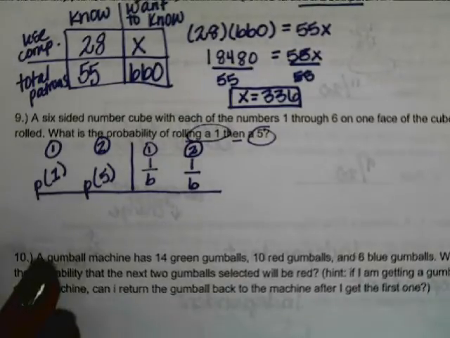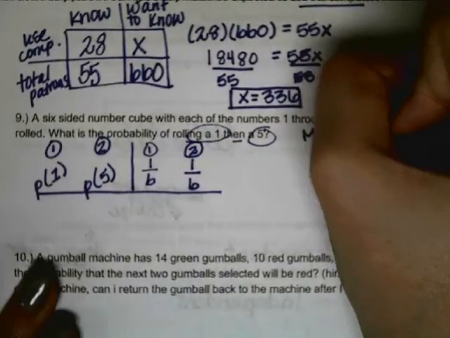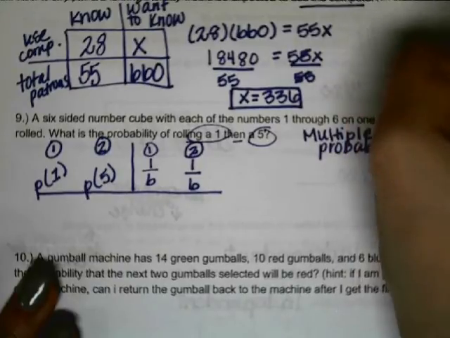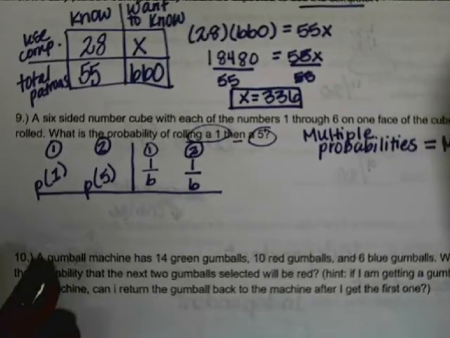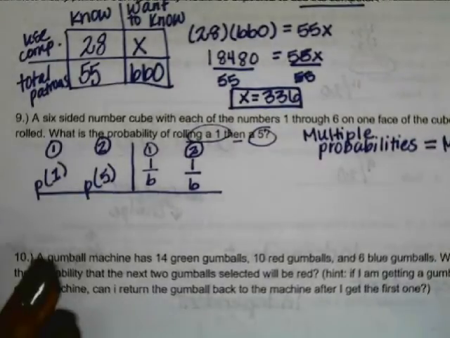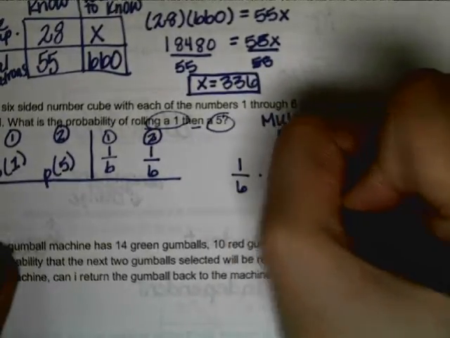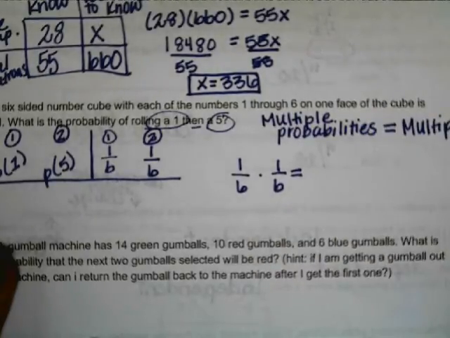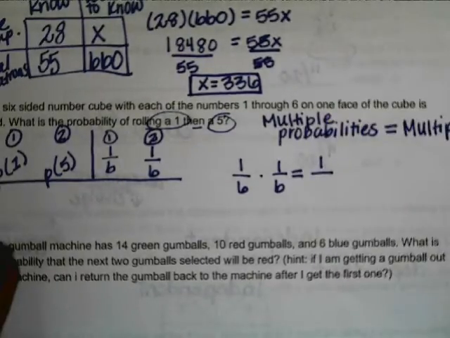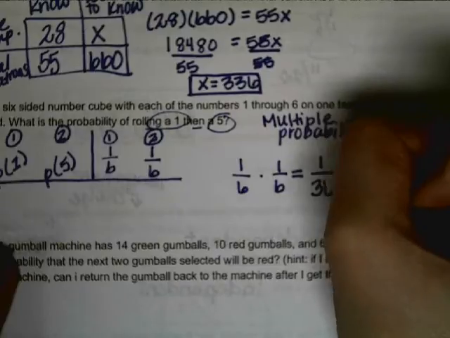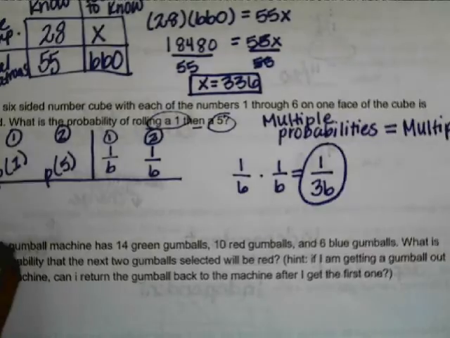When you have multiple probabilities, that means you're going to multiply. So the next step is to multiply. 1/6 times 1/6. When multiplying fractions, you multiply across. 1 times 1 is 1, and 6 times 6 is 36. You cannot simplify, so your probability is 1 out of 36.